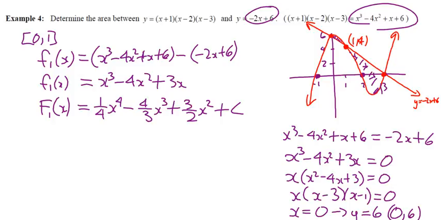And then on the interval from 1 to 4. No, not 1 to 4. Sorry, from 1 to 3. The point was 1, 4, but the interval is 1, 3. So let's call that little f2. And in this case, the linear is up top.